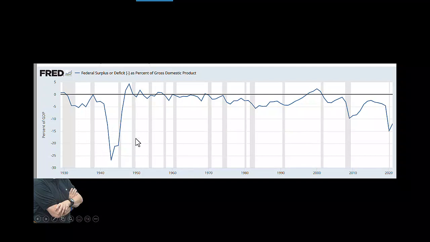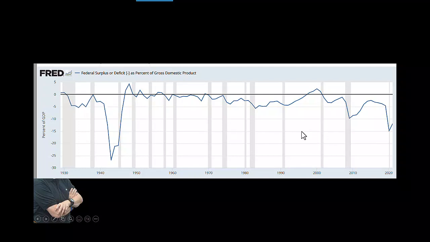Here's World War II over here. For heaven's sakes, the government borrowed a lot of money back in the 1940s, just to defeat Nazism and Japan. I mean, just some minor little trivial problems. But here we are, we're seeing massive federal deficits as a percentage of the economy at levels we've never seen except in World War II. Okay, not even in the Depression did we get even close to this.